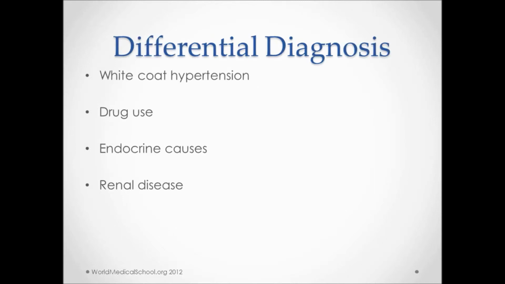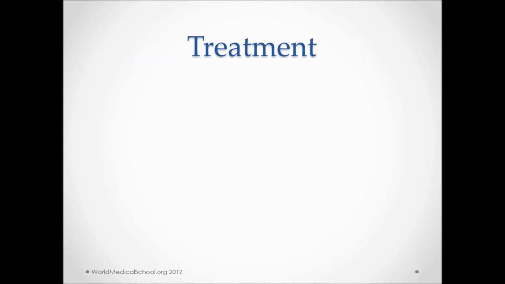In differential diagnosis, you may want to rule out white coat hypertension by asking the patient to measure his or her blood pressure at home or by going to the pharmacy. Other causes like drug use, endocrine, and renal diseases have already been discussed.